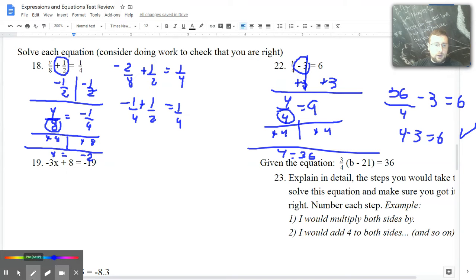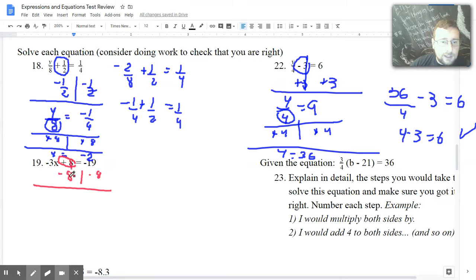So the next one here, I'm going to change the color just so it doesn't get confused with the other stuff. I'm going to do the +8 here first by subtracting 8 from both sides. Remember, you always go in reverse order of operations. And if you do that, you do -8 plus 8, you're going to cancel out the 8's. And all you have left is -3x equals -19 minus 8. That is literally going to make -27.